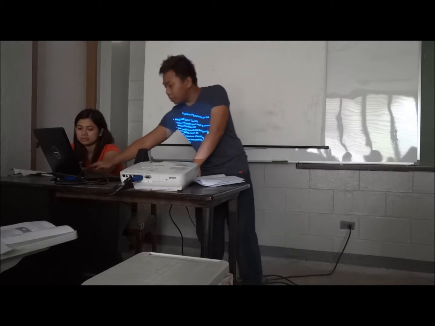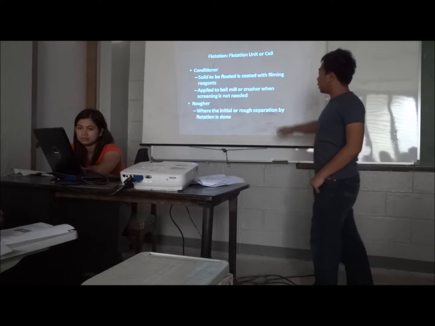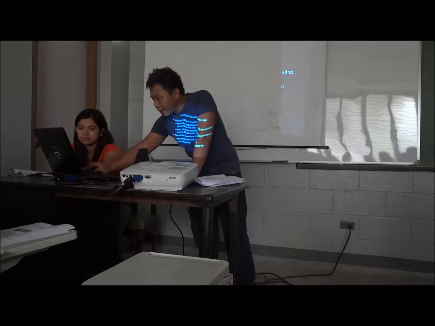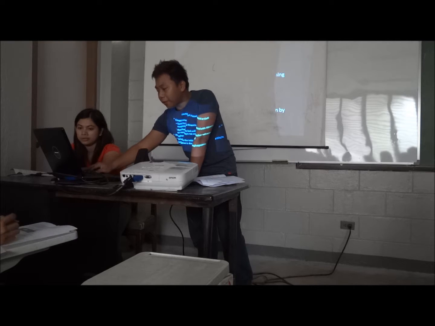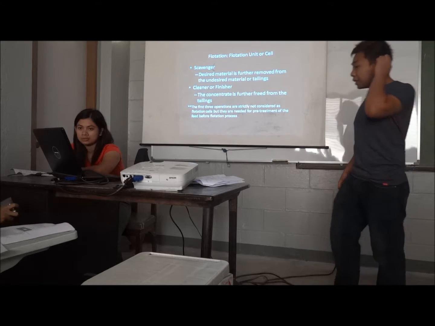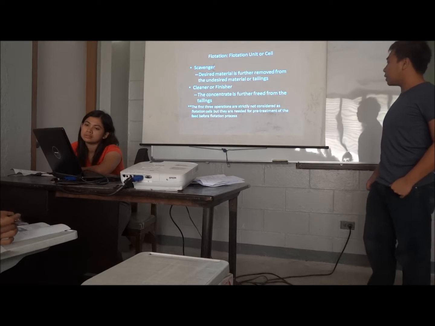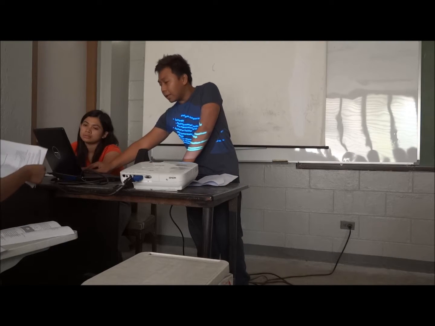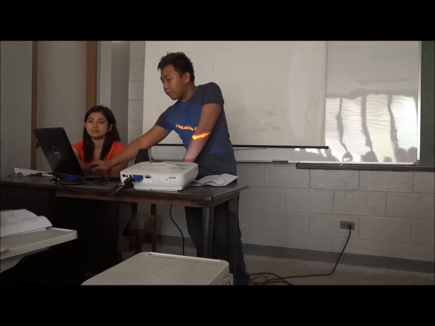Then next to the conditioner, this is a part of the flow from classifier to conditioner, then to rougher, then to scavenger. Desired material is further removed from the undesired material or tailings. Then cleaner, the concentrate is further freed from the tailings. Let's now call on G to discuss flotation reagents.